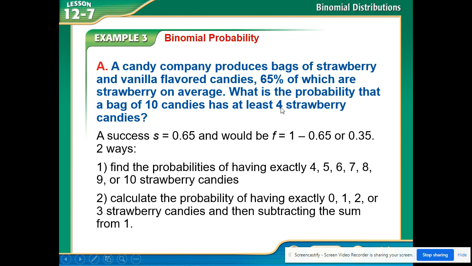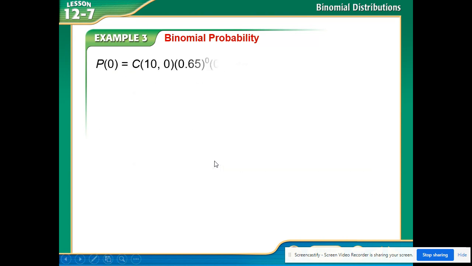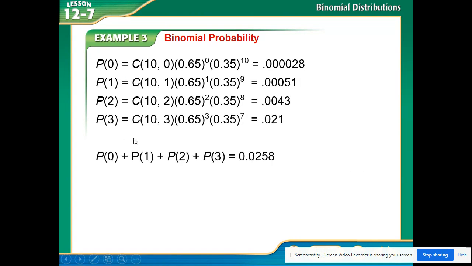So because it says at least 4, you're talking about 4, 5, 6, 7, 8, 9, 10. This is really what we want to find, probability of the first one here. But if we can sneak around and do a little less work, subtract it from 1, that will give us that answer. All right, so let's do this. So here we go. These are our different probabilities. So probability of 0 is the combination of 10 things taken 0 at a time. So how many successes are we having? We have 0 strawberries in this batch. And so 0.65 to the 0 power and 0.35 to the 10.